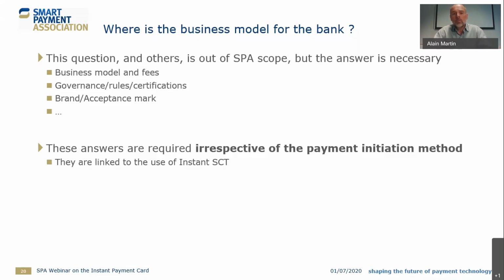So of course there's the business model, because suddenly with instant payments, there's no payment guarantee, so the interchange structure differs radically. So the business model has to be reinvented, but it's not linked to the payment initiation method. It's linked to the introduction of instant payments. And the same goes for the rules, the governance of such a system, maybe the certification of the devices, and so on and so forth, the brand, the acceptance mark, and so on. So there are so many other questions that need to be answered, including the business model. So we're not answering the question. It's not in our scope. It is a question to answer. We view that question as quite distinct from the method actually used to initiate the instant payment.